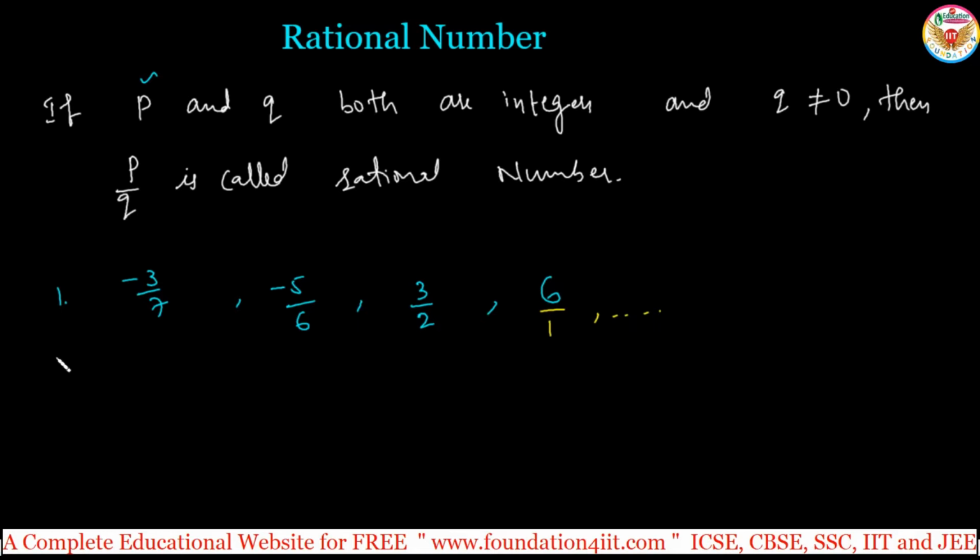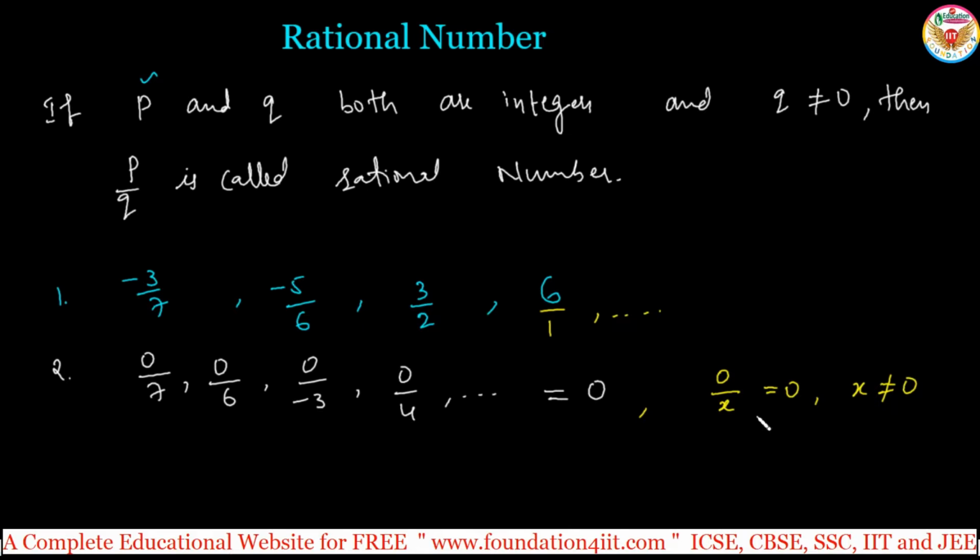That's important. And one more, just remember, for example, 0 by 7, 0 by 6, 0 by minus 3, 0 by 4. So these all are exactly equal to 0. So 0 can be written as 0 by any number, but the denominator is not equal to 0. So the denominator should not be 0. So 0 by some x is equal to 0, but here x is non-zero. Except when the denominator is zero, 0 by any other number gives 0. Okay, so 0 is also a rational number.